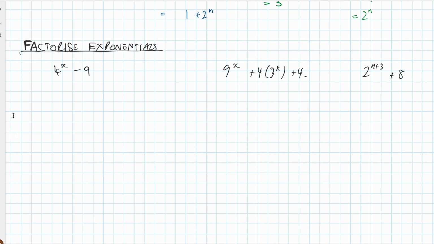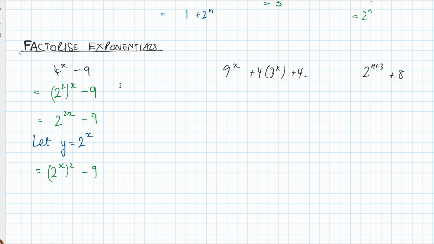So first thing we can do is we can go, okay, we can express 4 as base 2, like that. So it's going to be 2 squared to the x take 9. The next thing we're going to do is go 2 to the 2x minus 9. And then we go, okay, we're going to use a dummy variable here. So we can say, let y equal 2 to the x. Okay, now let's see if this is going to come in handy. There's going to be 2 to the x squared minus 9.